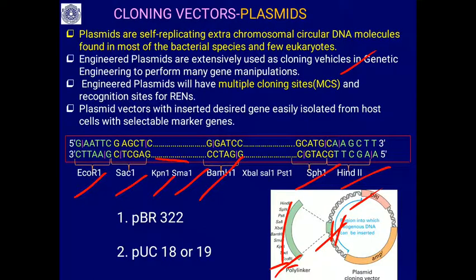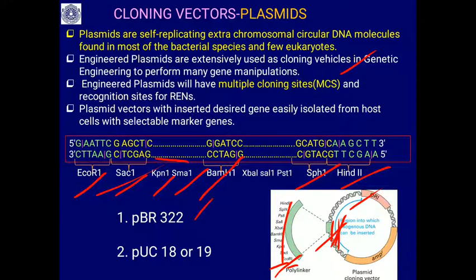We can use these restriction sites to insert any kind of gene. For example, if it is cut by EcoR1, then we can use only that gene. See here, this region can be cut by so many enzymes. That's why it is the vehicle. It can be used for different purposes, for different genes, not just for one gene, because it can be cut by so many restriction enzymes.